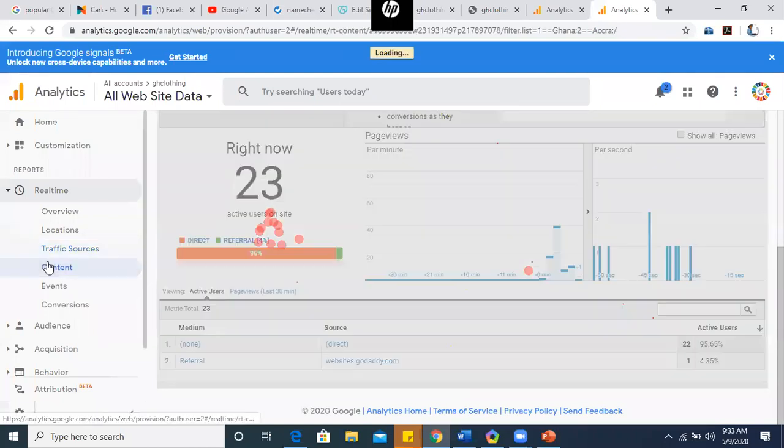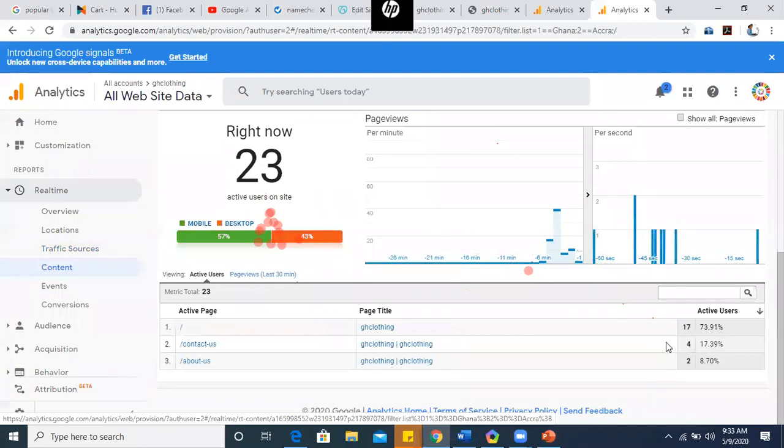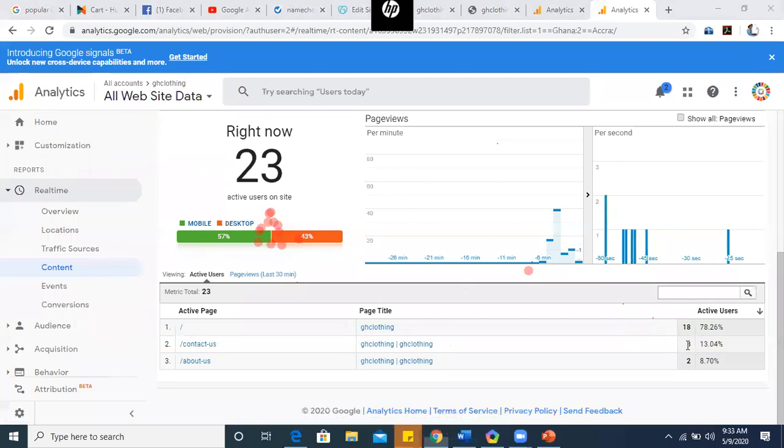Let's go to content. They are saying that of all the 23 people who have come to the website as I'm talking to you now, 17 of them went to the home page and then went back. They didn't go anywhere. Only three people went to other places like About Us and Contact Us. Although I told you to go around About Us, only two people went to About Us. The rest of you just went to the home page or the landing page. You didn't do any other thing. You went back.